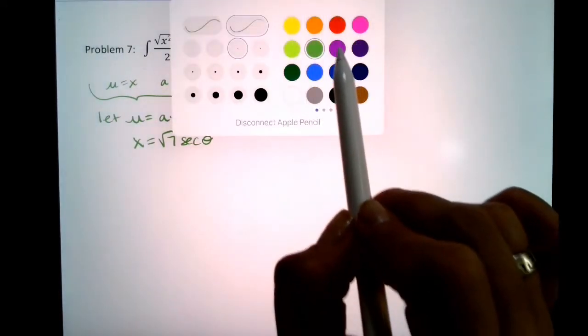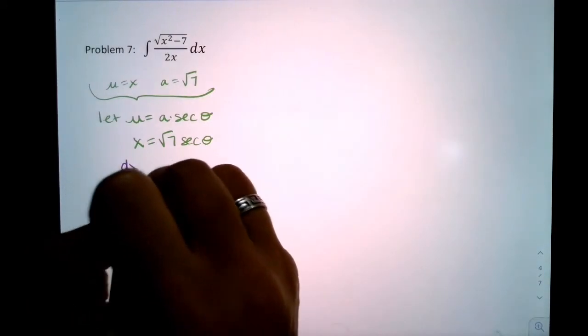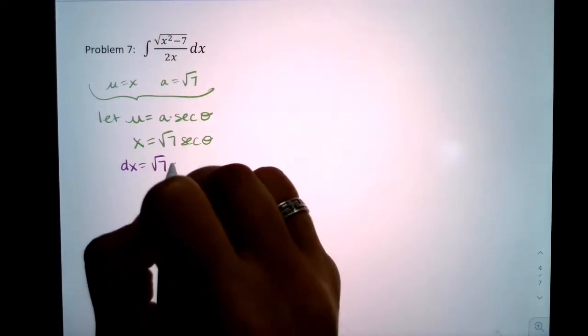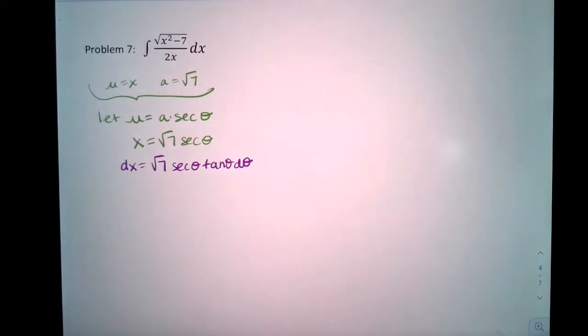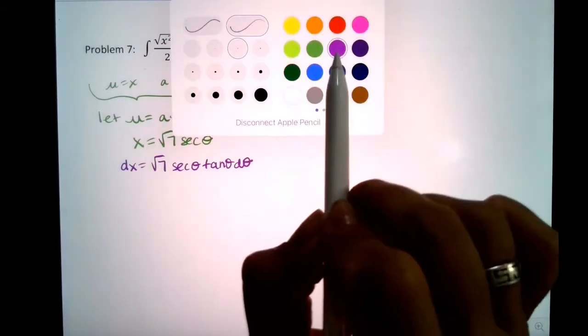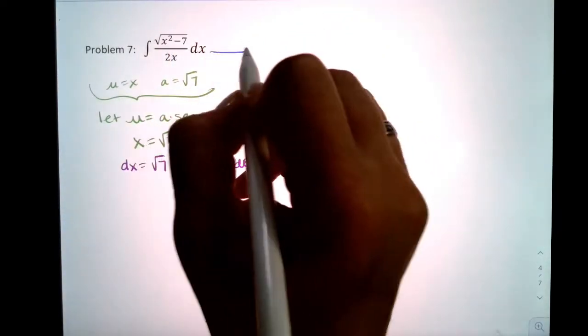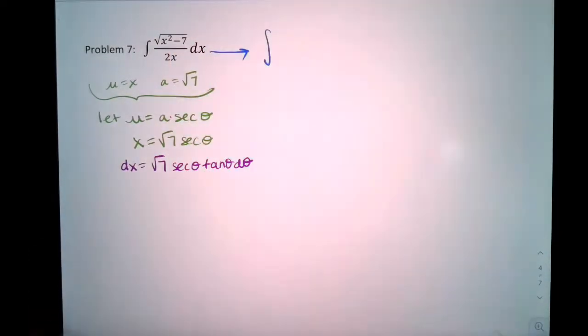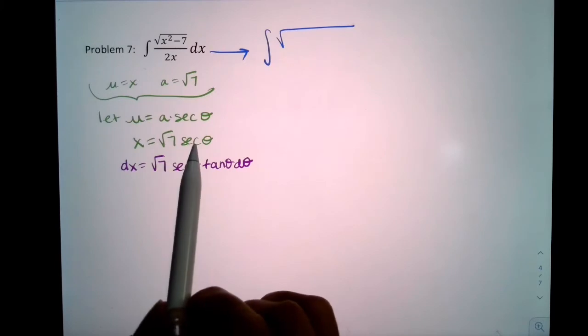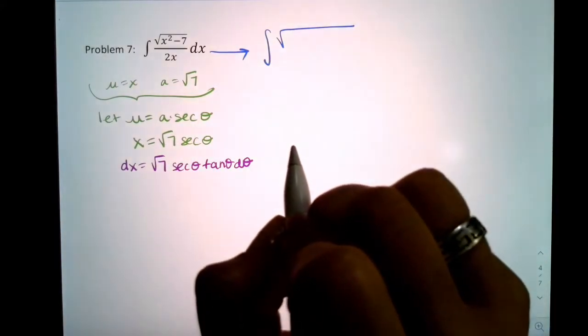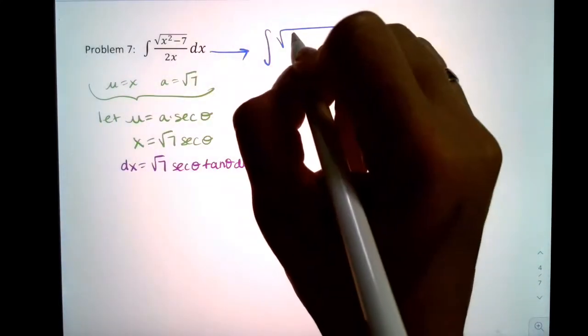But I don't want to forget about the fact that I'm going to have a follow through here. So I am going to take the derivative of both sides of that expression, so I'm ready to go when I need it. So I will come at this integral, and I'm going to rework it. I have this giant radical up there. Now in place of x, remember x is the square root of 7 secant theta. So let's put that in there.